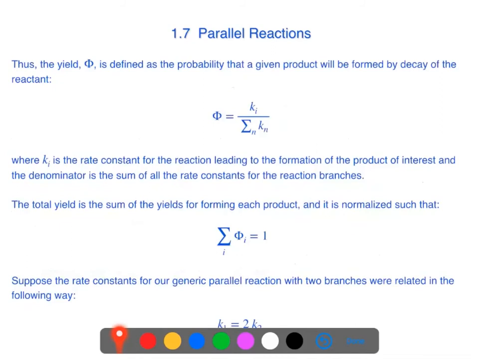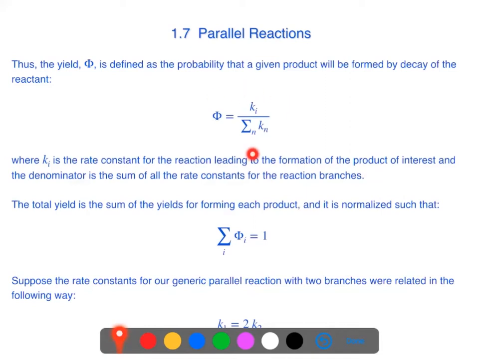So let's look at this in a little bit more detail in terms of the yield of an overall reaction or parallel reaction. So we can define the yield using the symbol phi as the probability that a given product will be formed by the decay of a reactant. Now, we can equate this value, the yield, as a ratio of rate constants, in particular, the rate constant of the reaction leading to the formation of the product of interest over the sum of all the other rate constants that are competing in that particular reaction.